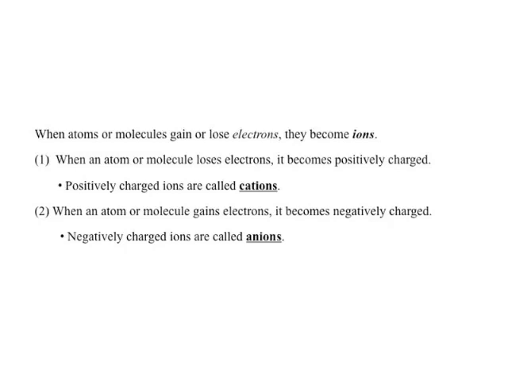When the atom or molecule loses electrons, it becomes positively charged. Positively charged ions are called cations. When the atom or molecule gains electrons, it becomes negatively charged. Negatively charged ions are called anions. Let's move to the next slide.